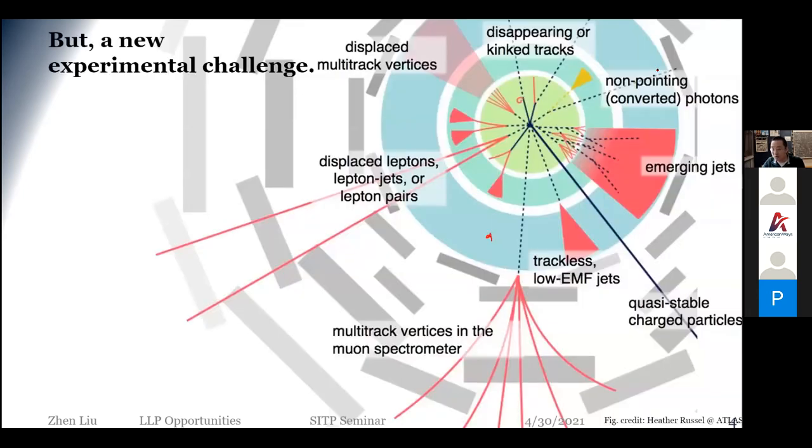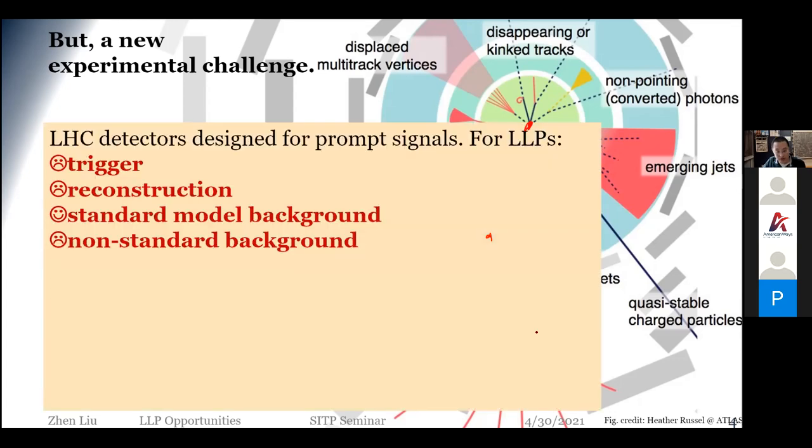However, the long-lived particle itself gives rise to much richer possibilities. I produce particles, they can travel a distance, then decay back to detectable standard model particles, in the form of displaced vertices, displaced jets, multi-track vertices in the muon spectrometer, et cetera. But none of them are standard searches. In fact, none of them can even be simulated faithfully within our current framework. So it's really a new experimental challenge.